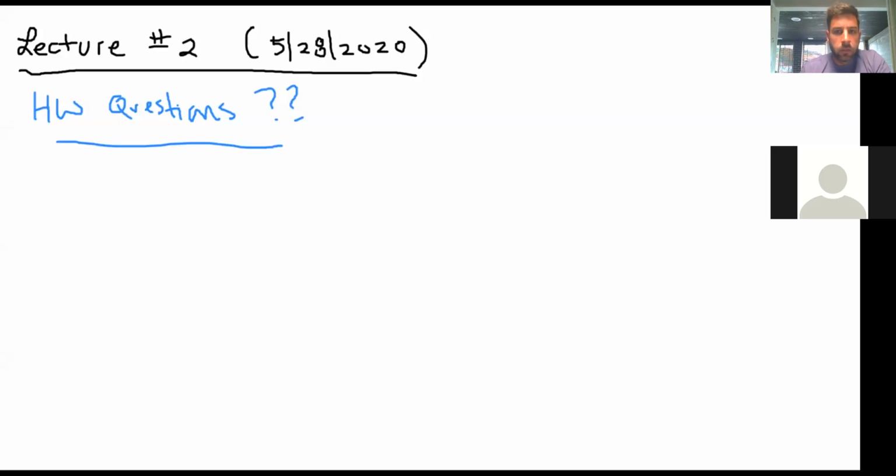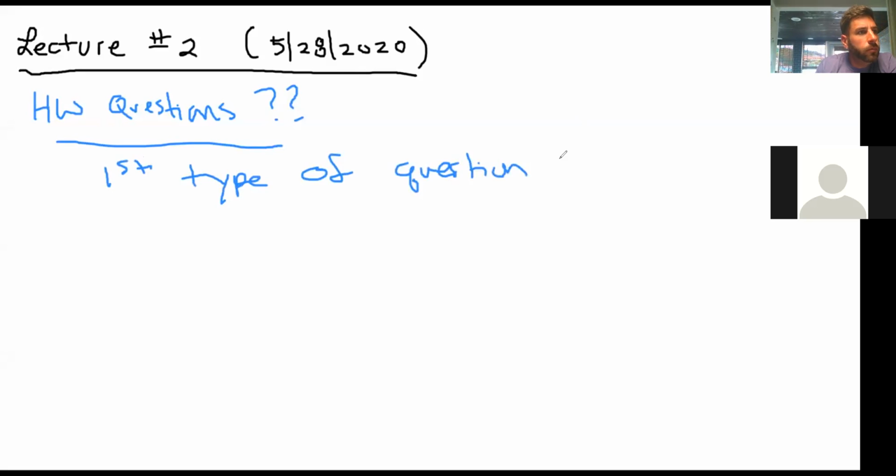So, all right, homework one. The first type of question on here, in general, is what's called area between curves.